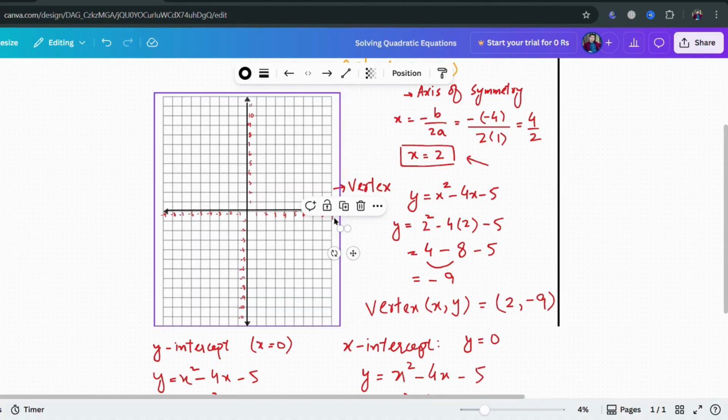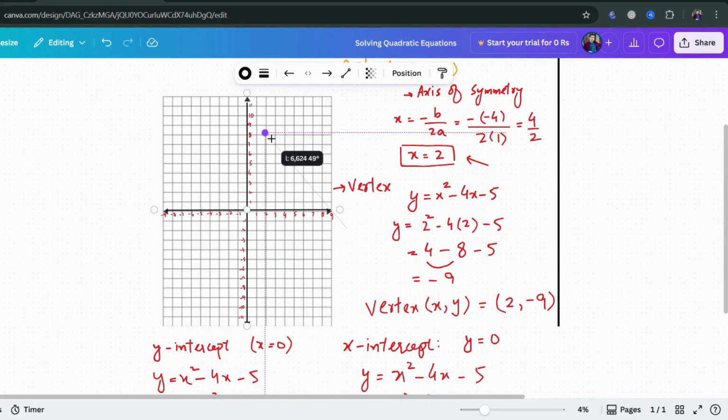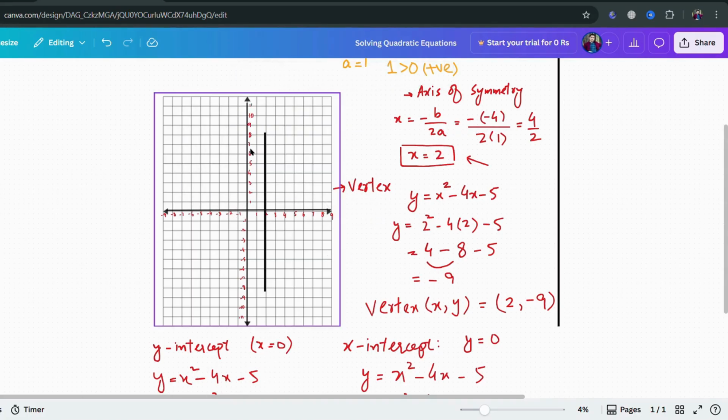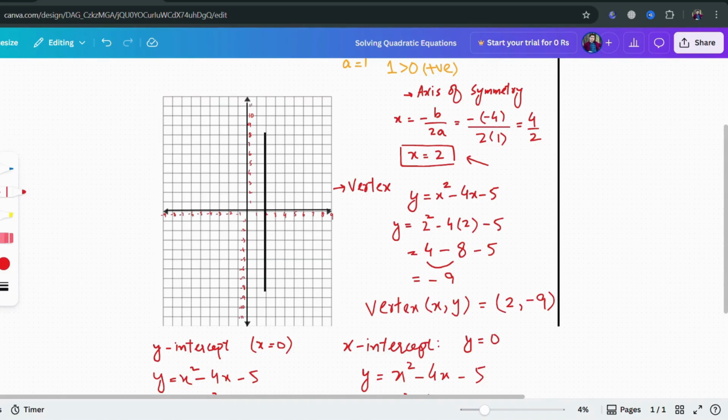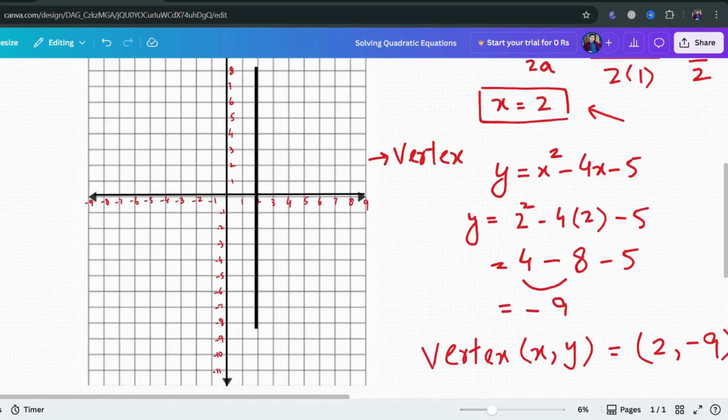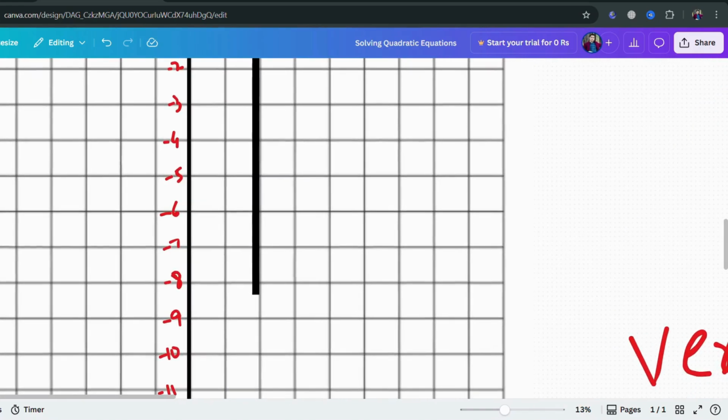So let me just draw the axis of symmetry. This is how the axis of symmetry will look, which is x equals 2. Now I need to figure out where the vertex was. The vertex, as you can see, was at x equals 2 and y equals negative 9. So x equals 2 and y equals negative 9 is this point.